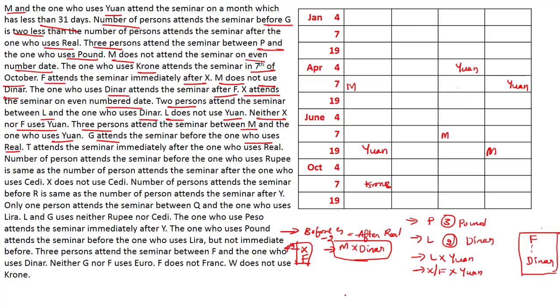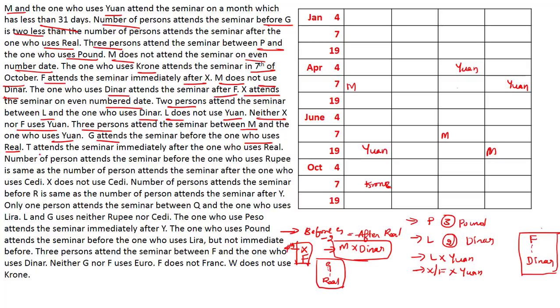So before the one who uses real, G will be attending his seminar. Again, it is not said immediately before. So it can be anywhere before, G will be attending his seminar anywhere before real. So it may not be immediately before. So G would be attending his seminar. This is one more information.